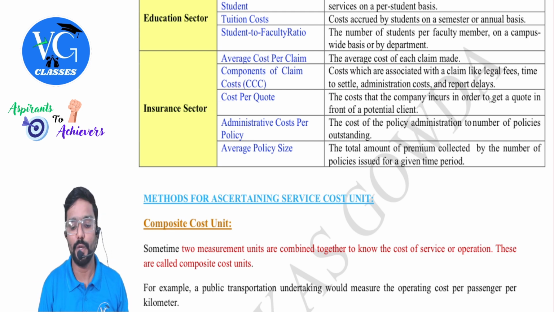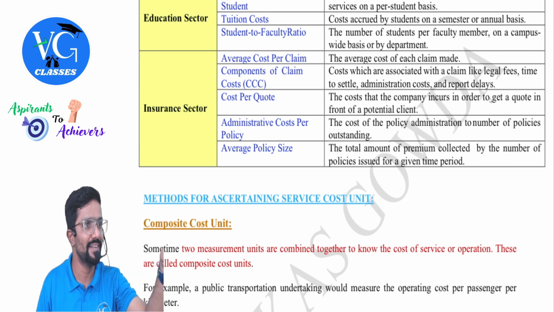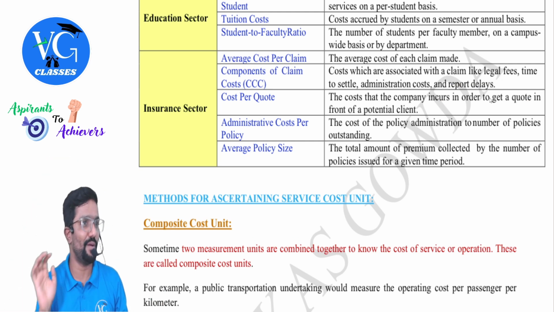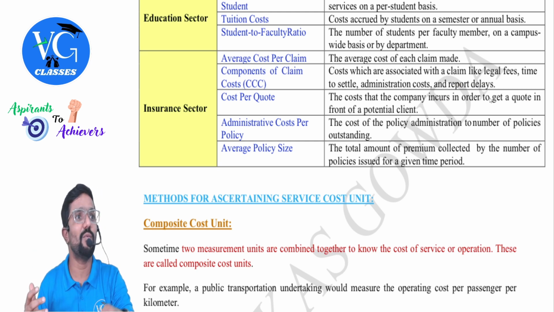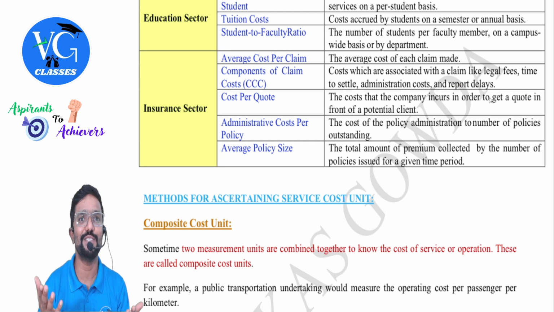Then cost per quote. The cost that the company incurs in order to get a quote in front of potential claim. Potential claim means you have not yet taken the policy. Now we have sent some agent to your home, okay, to convince you to buy the policy. Okay, whatever cost they are incurring for it. Clear? So they will convince you in such a way that, sir, what if you are not there? Your family will be on the road. Okay, please take the policy so that if you go also, your family is taken care of.